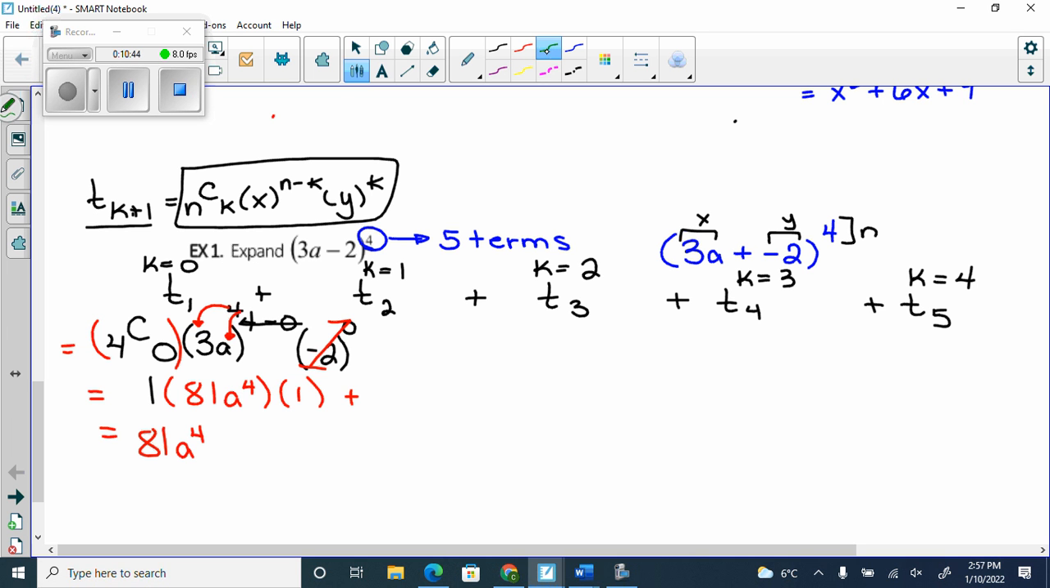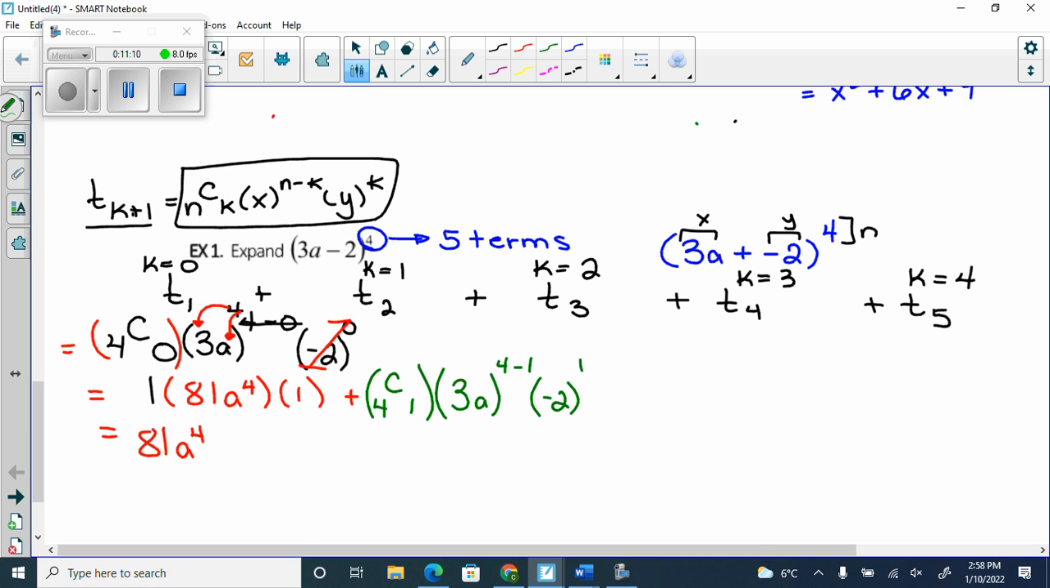I'll do term 2 in green. N is 4, k for term 2 is actually 1. So 4c1 times x, which is 3a, to the n minus k, which is 3, and then y, which is negative 2, to the k, which is 1.